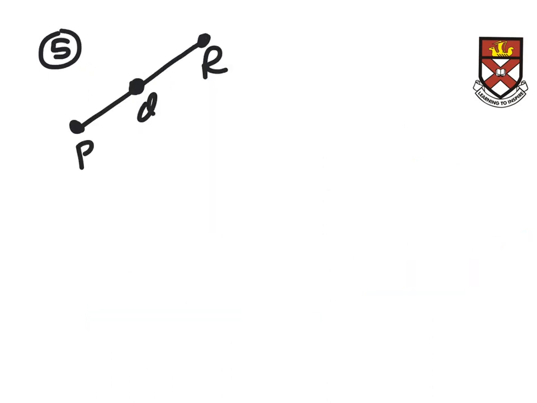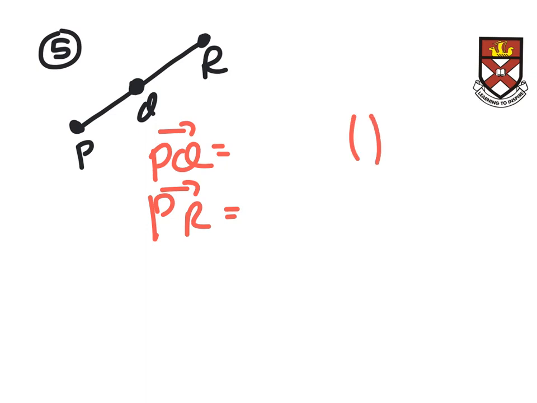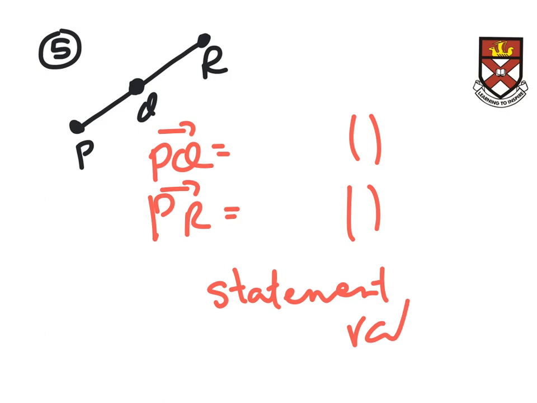Question 5, just doing this in class, show that P, Q, R are collinear. So work out what PQ is, work out what PR is, and you should find that one of these is a multiple of the other. So you can then write down your statement and the ratio.